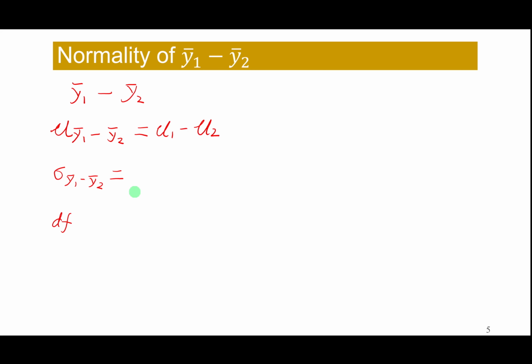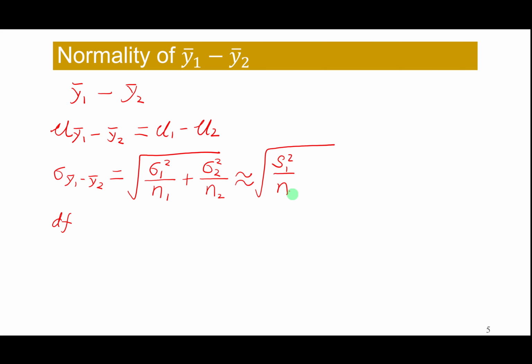The standard deviation equals the square root of the standard deviation of the first product squared divided by the sample size of the first product, plus the standard deviation of the second product squared divided by the sample size of the second product. Because we don't know the population standard deviations sigma 1 and sigma 2, we can use the sample standard deviations as estimates of these two parameters. So it equals the square root of S1 squared divided by N1 plus S2 squared divided by N2.